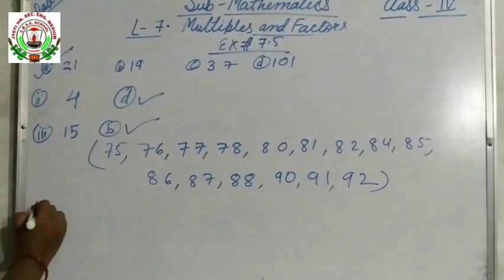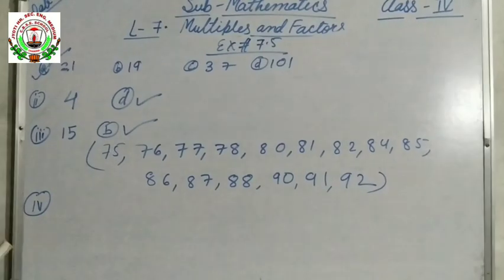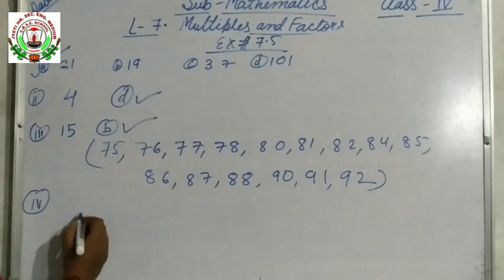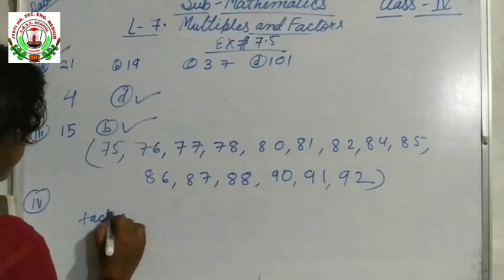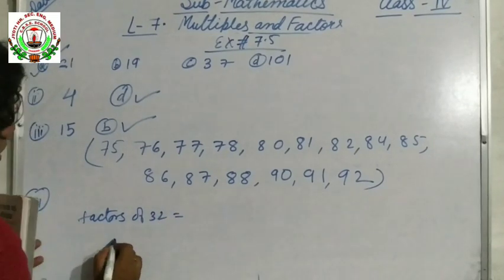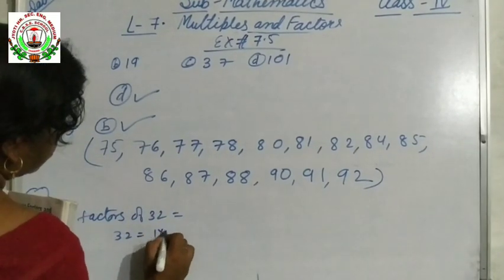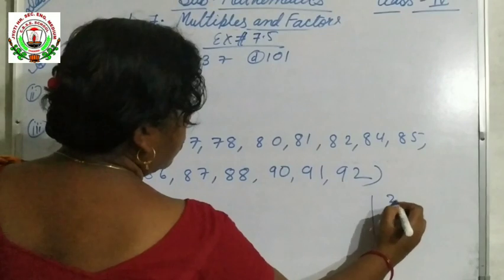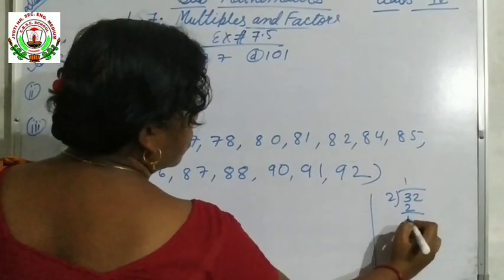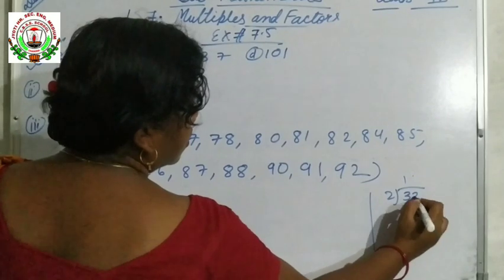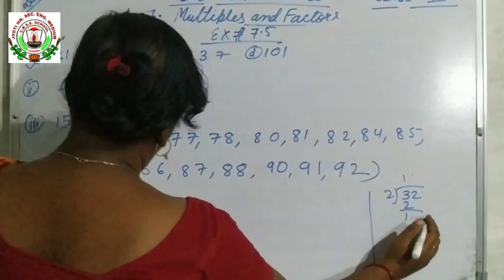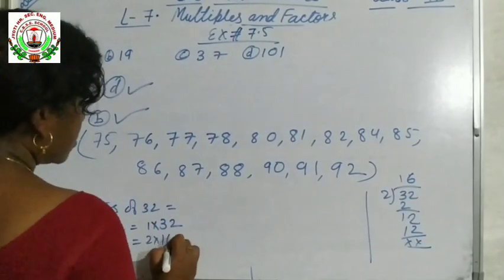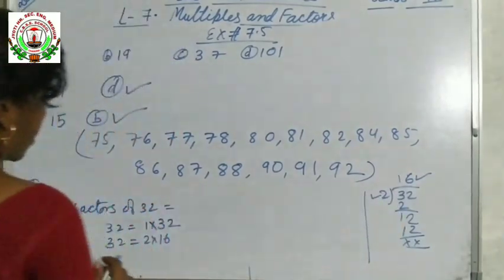Next is question number 4. How many factors does 32 have? We have to find the factors of 32. First we will write the factor 1 into 32. Next, when you divide 32 by 2, 2 16s are 32. So 2 into 16, 16 is also a factor of 32 and 2 is also a factor of 32.